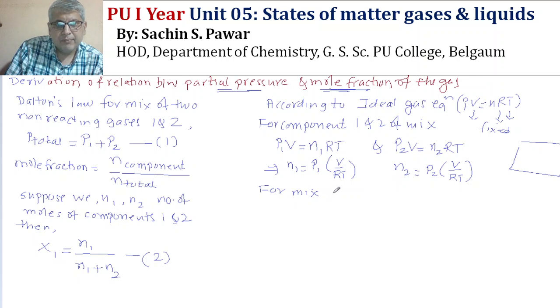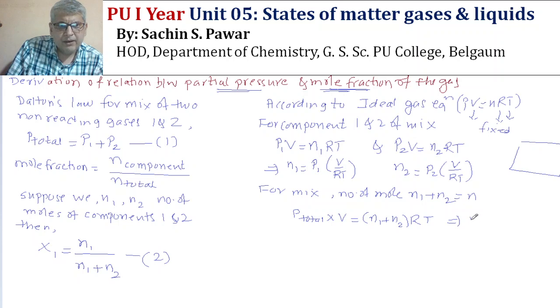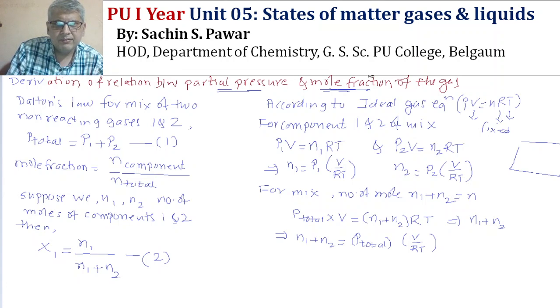Similarly for the mixture of the gas, the number of moles is N1 plus N2, because there are two components, and the total number of moles is N. So here the equation becomes P total into V, the volume is the same, equal to N1 plus N2 into R into T. That implies N1 plus N2 is equal to P total into V by RT.